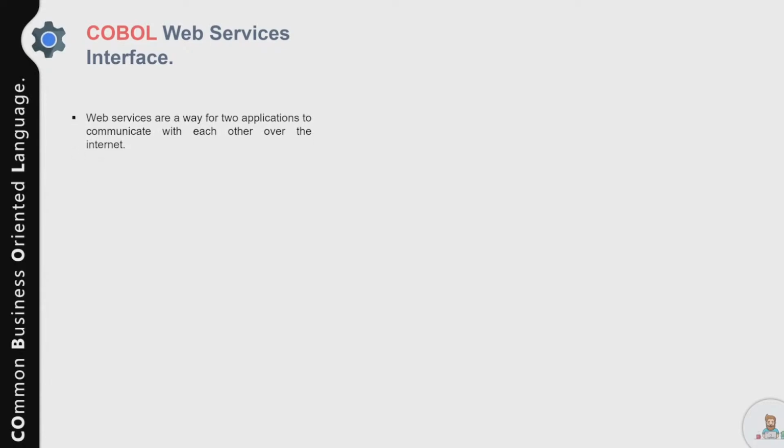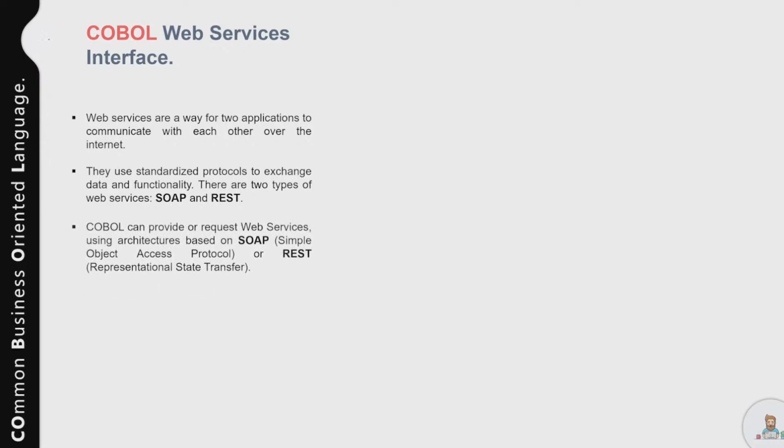So first of all, let's talk about what web services are. Web services are a collection of open source protocols and standards used to exchange data between two different systems or applications. That means with the help of web services, two applications can communicate with each other over the internet. A web service has an interface which hides the implementation details. Apart from that, they use standard protocols to exchange data and functionality.